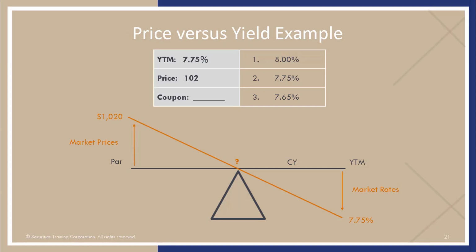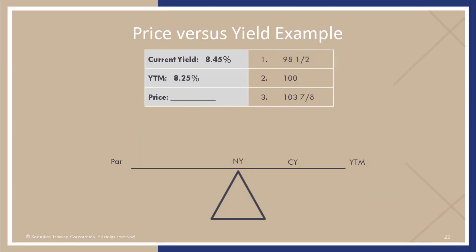Well, we know that the yield to maturity is 7.75%. The nominal yield must be higher than that. How many choices are higher than 7.75%? Only one. So we know the nominal yield or coupon rate must be 8%. Notice how we did this without using any calculations or any calculator, just knowing where the yields fall. So knowing that the nominal yield, the current yield, and where the yield to maturity falls can help us answer this question. Let's look at another one.